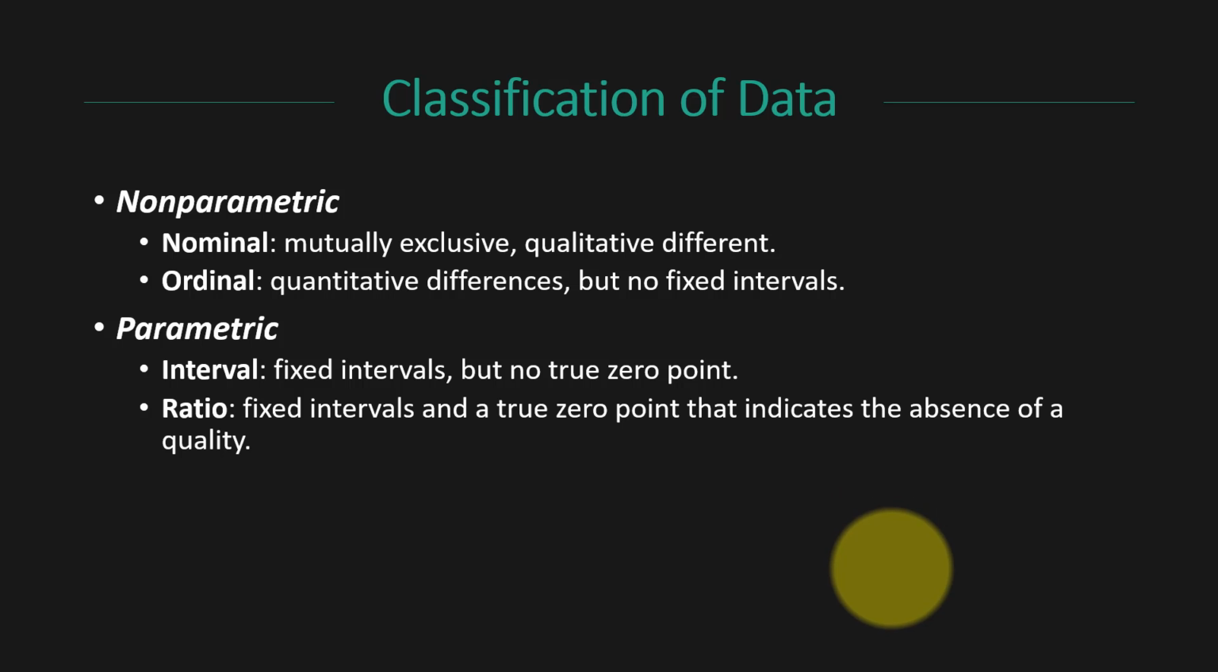Now, ratio adds another level beyond interval. So in ratio data, we have fixed intervals and a true 0 point that would indicate the absence of quantity, or at least that 0 is meaningful in some way. And in some things we could be changing direction as we switch from positive to negative, but at the 0 point, it indicates that there is an absence of something.